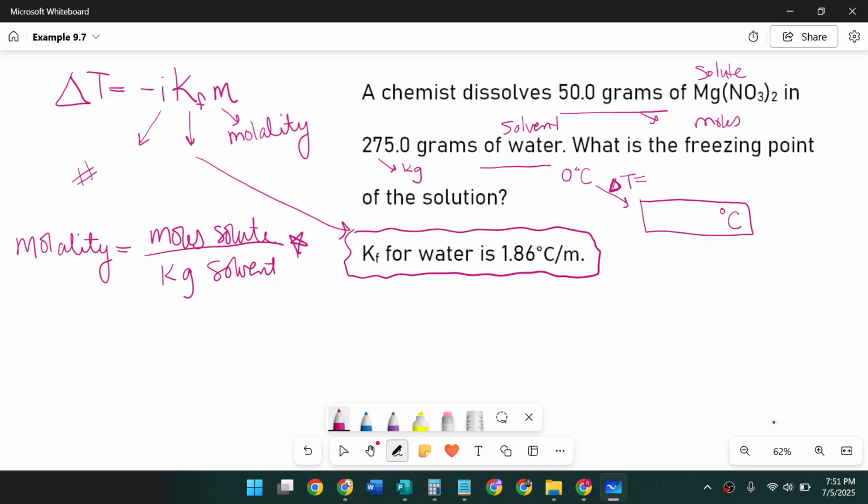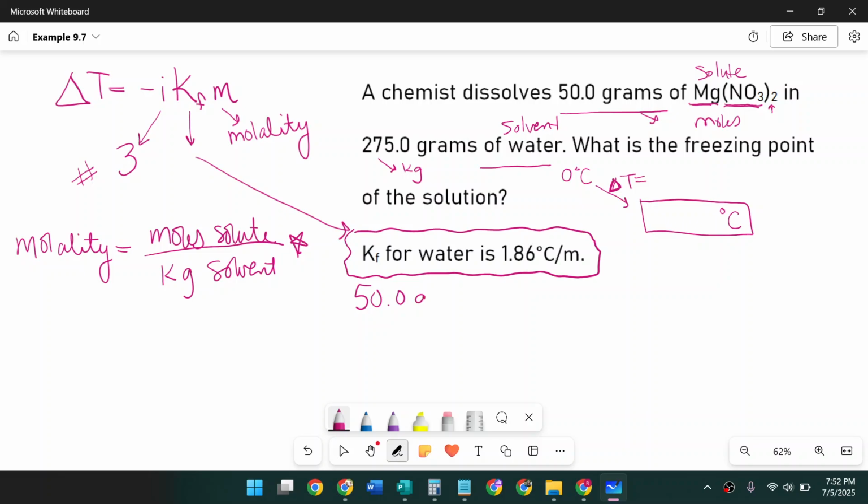And we can look at our solute to see how many things it breaks into. So we have one magnesium here, and this nitrate is going to stay as a set. It's helpful having the parentheses because that helps you see that it's going to be that way. And there are two of them, and so that's 1, 2, 3. So our i in this case is 3. So we have the i, we have the Kf. Let's do the molality.